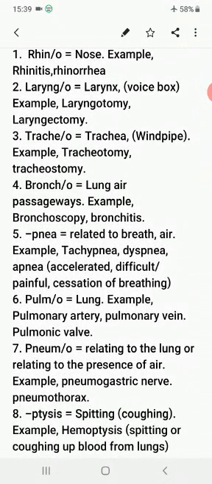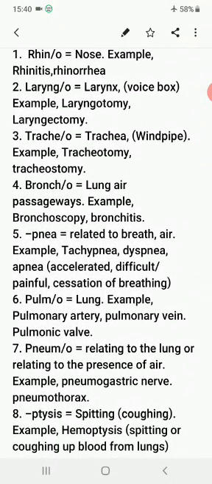Number 5, pnea. We all know in medical terminologies we have 3 fundamentals: number 1, word root, number 2, prefix, and number 3, suffix. So we have pnea is one of the fundamentals. The pnea falls in one of the fundamentals, that is the suffix. Pnea means related to breath.